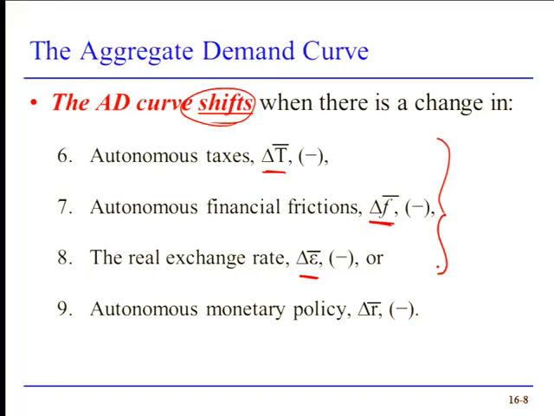The aggregate demand curve would shift to the left. Finally, we have changes in autonomous monetary policy. So when the central bank decides to change R bar, then the monetary policy curve will shift, and that will in turn cause a shift in the aggregate demand curve. We also have a minus sign following this.